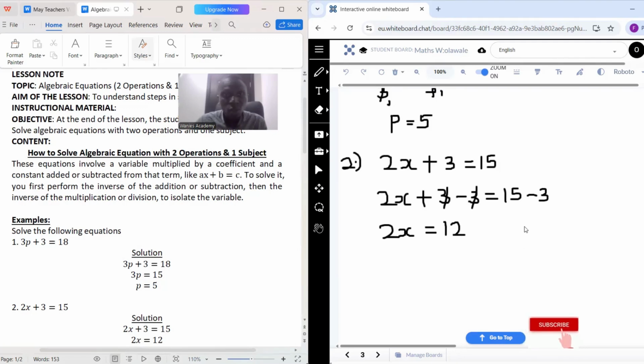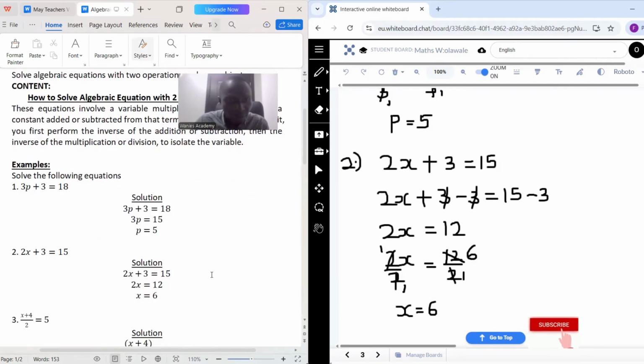And the next thing now I want to do is to divide both sides by the coefficient of x, which is 2. So we're going to have 2x divided by 2 equals 12, and we also divide this by 2. So 2 divided by 2, we're going to have 1, and 12 divided by 2, we're going to have 6. So we're going to have the value or solution for x equals 6. Let's go to the next example.